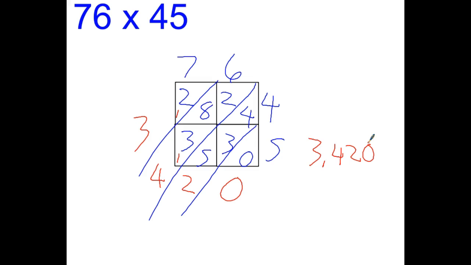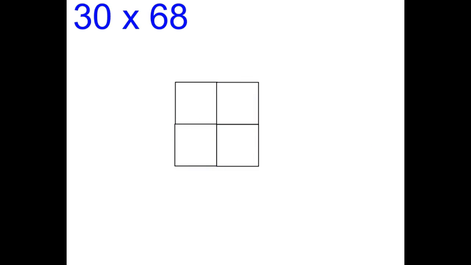This goes just about as fast as when you're doing the 2-digit times 2-digit Marco Polo, the algorithm that most people know. One more for you to try out. Get those diagonals in.